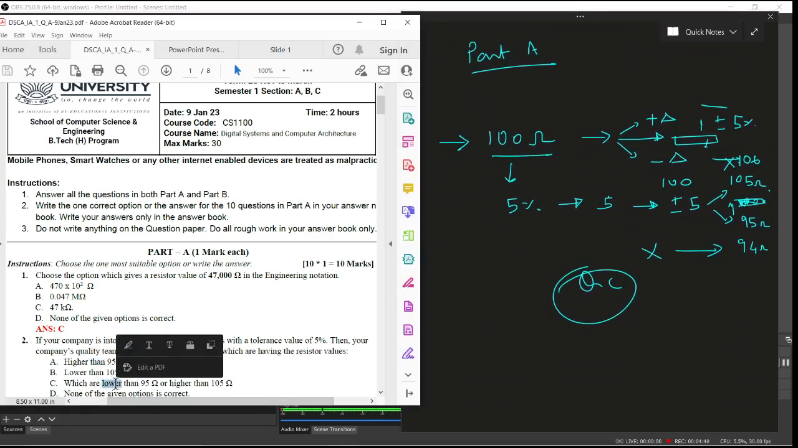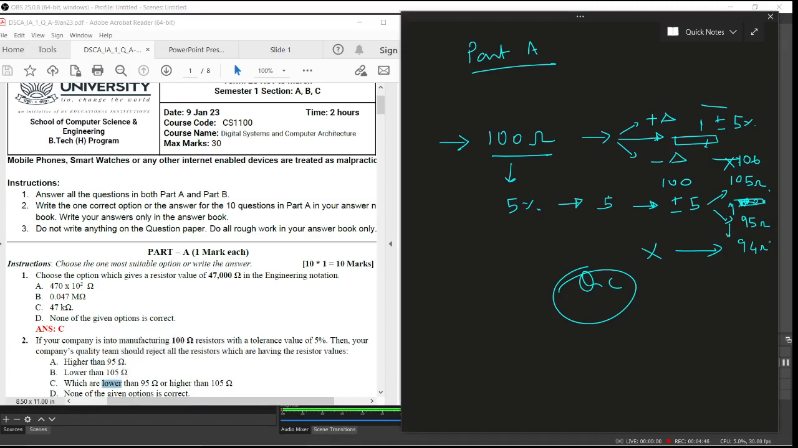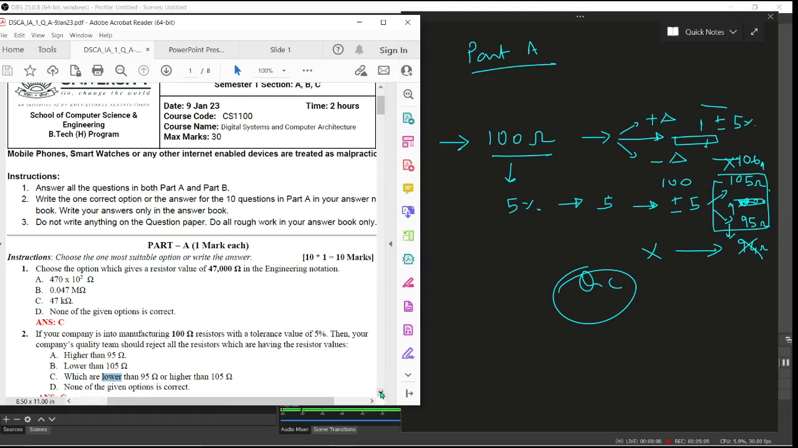Now, what is this? Which are lower than 95 ohms? Okay, any resistor value which is lower than 95 ohms, equal to 95 ohms, so I am fine. But lower than 95 ohms, I should reject it. Or higher than 105. Okay, if it is more than 105 also, we should reject it. So our safe range is this. So the correct option is C. I hope this is clear.